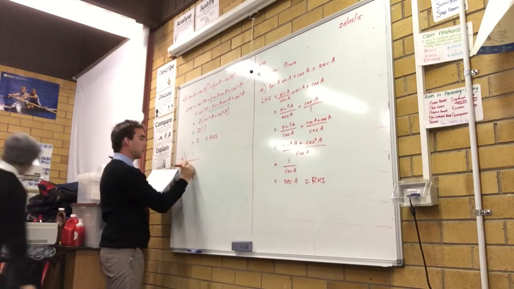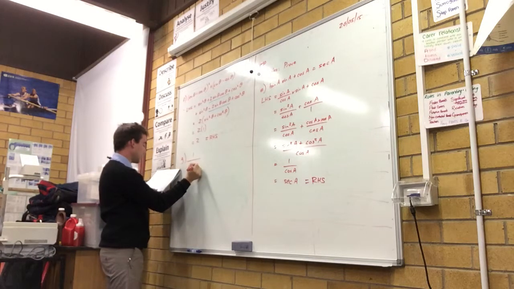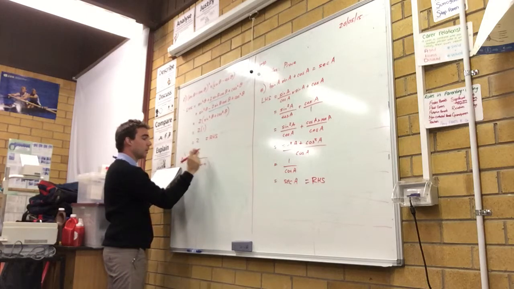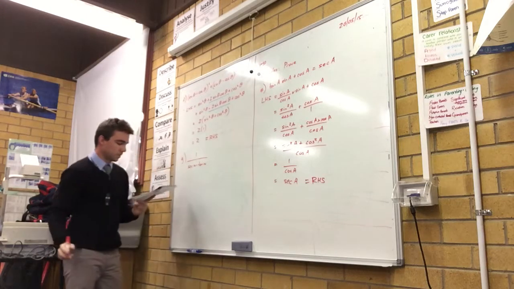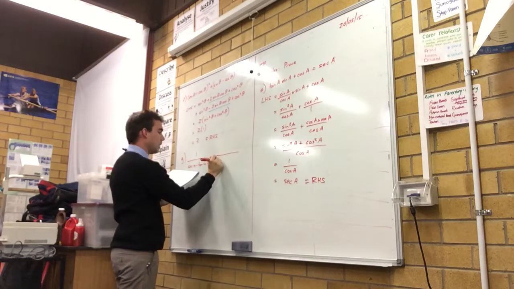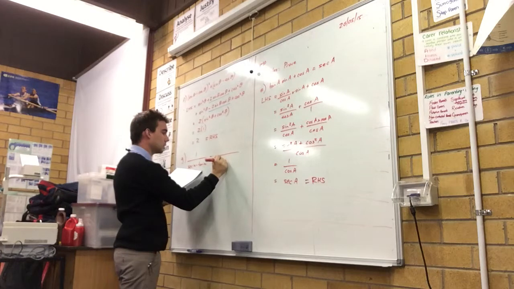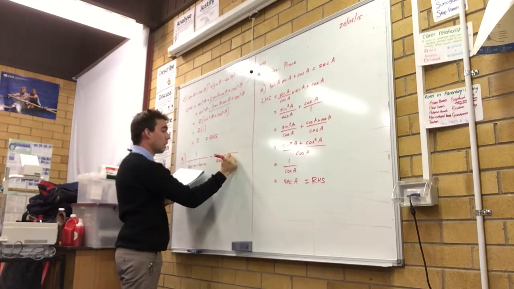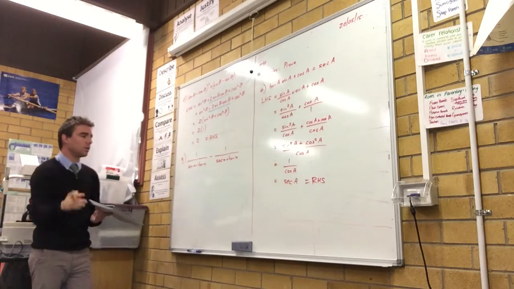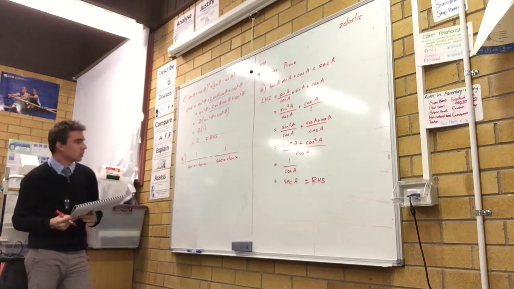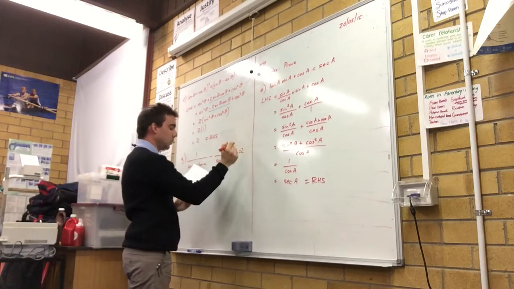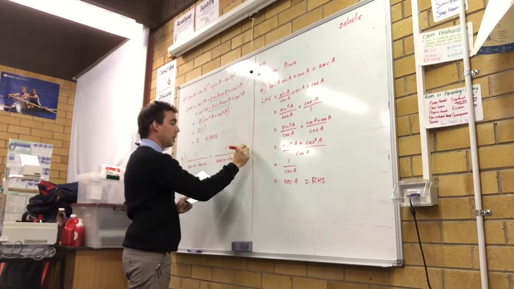Right, 1 over sec of x, take away tan of x, take away, on the denominator, sec of x plus tan of x, over 1, so 1 over that, which equals 2 tan of x.